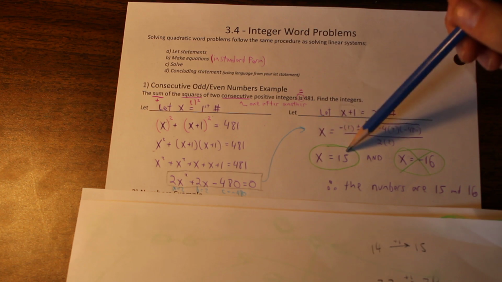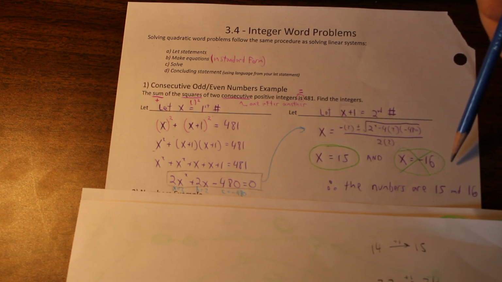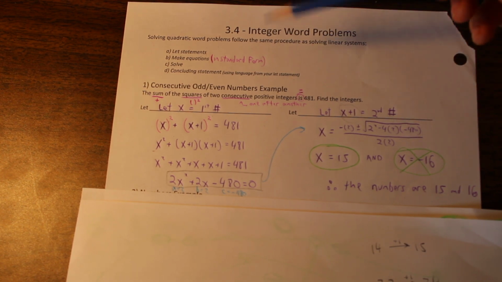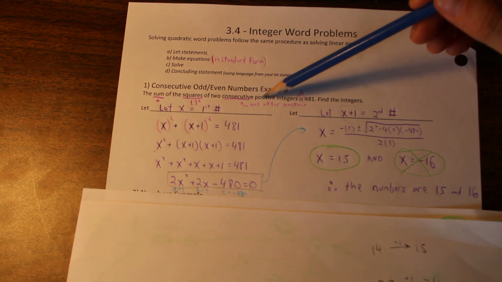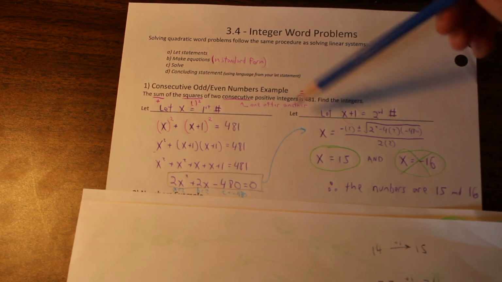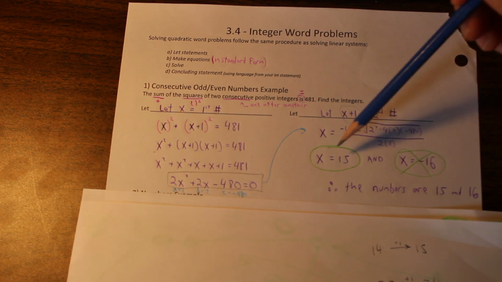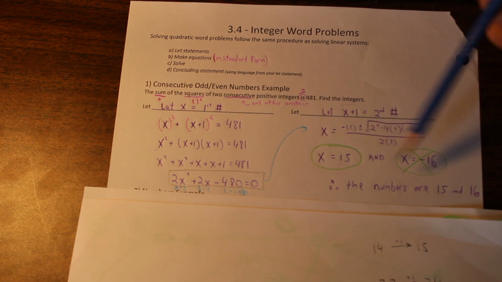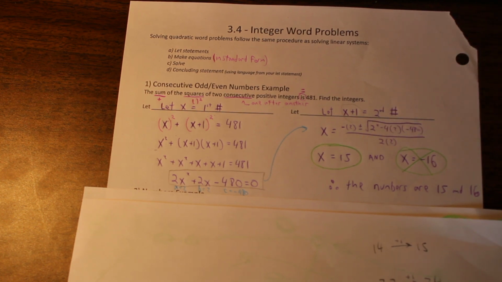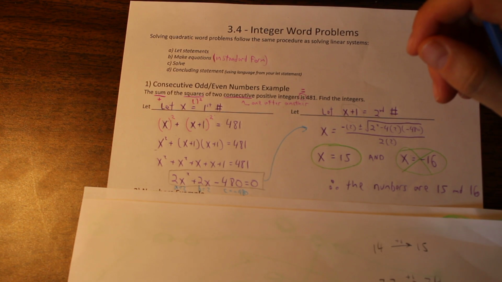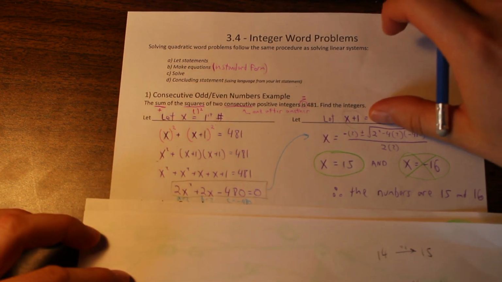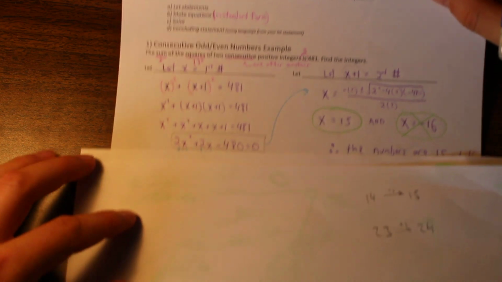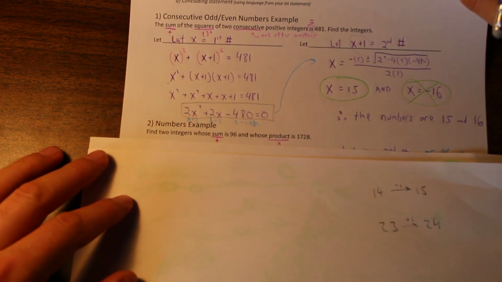One says that x is 15 and another says x is negative 16. Well, because we did the quadratic formula, we're often going to get two answers. In this particular question, it says consecutive positive integers. This is a negative integer. So therefore, our first number is 15 and our second number is one bigger than 15, so our second number is 16. Okay? That's one of three questions in this lesson. Let's try another one.